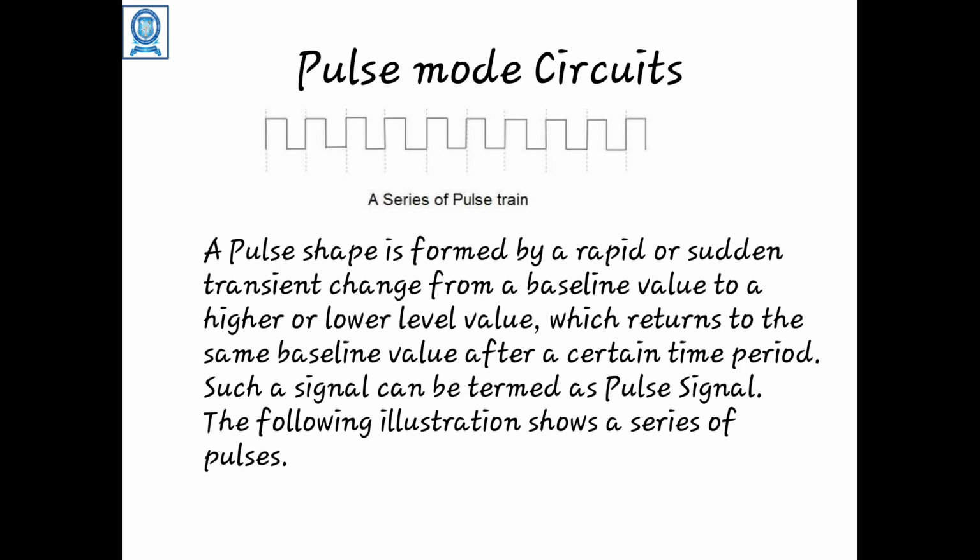In a pulse mode circuit, the pulse shape is formed by a rapid or sudden transient change from the baseline value to a higher or lower level value. The main difference between pulse mode and fundamental mode is that in pulse mode the input variables are pulses instead of levels, but in fundamental mode the input variables are levels.